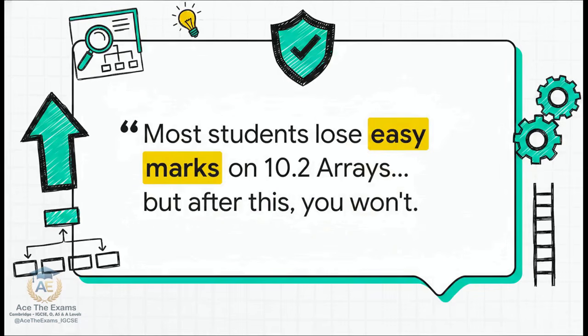Right off the bat, there is a stark, very real warning directly from the principal examiner reports. They state, most students lose easy marks on 10.2 arrays, technical terms, index, upper bound, lower bound. But after this, you won't be one of them. So why does this happen year after year? It happens because students fundamentally misunderstand how marks are actually awarded.